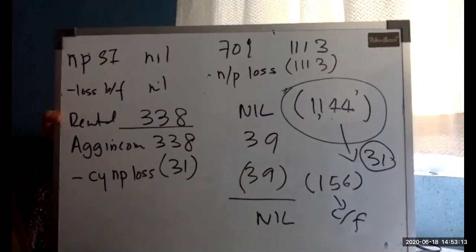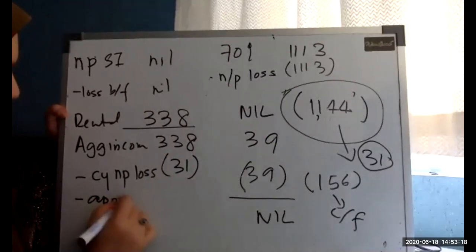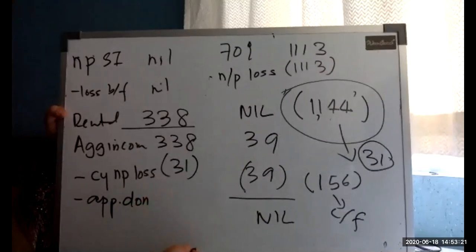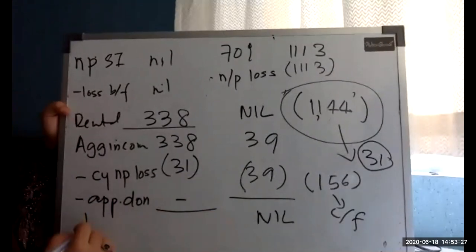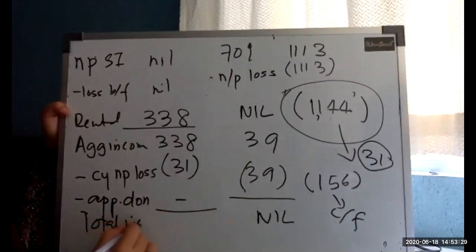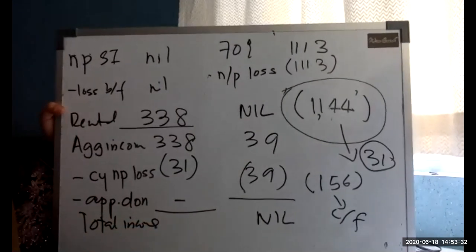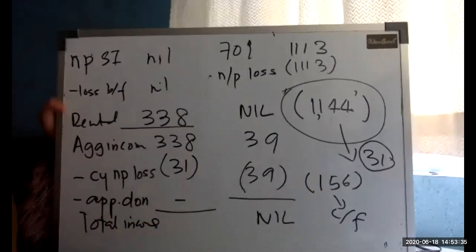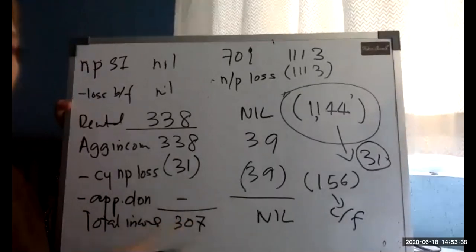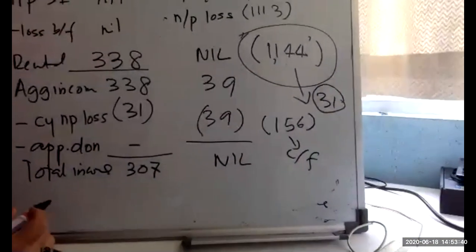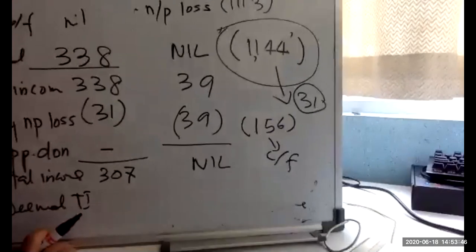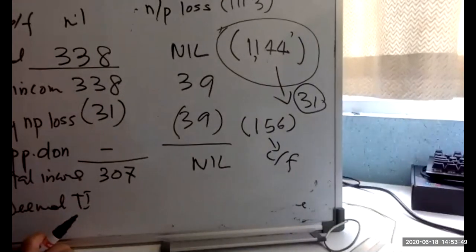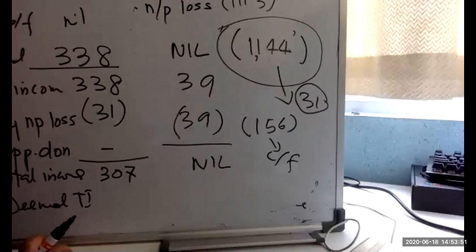Any approved donation? Do you have any approved donation? Yes or no? No, so you put it nil. Then what you have here is what we call total income. 338 minus 31, you got 307. From 307, what is next? You plus your deemed total income. How much is the deemed total income? The 30% just now. How much is the 30% just now?